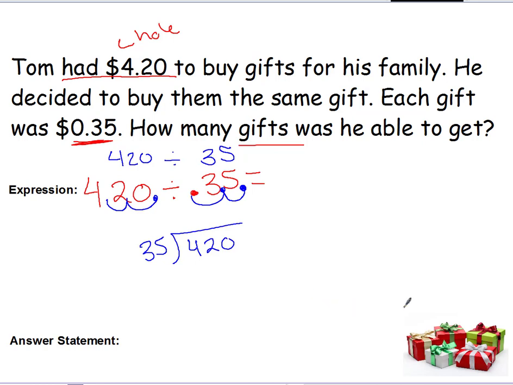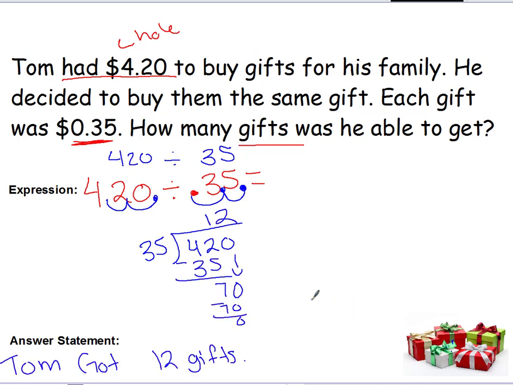Go ahead and pause the video and solve on your own. Okay guys, so your answer should be 12. So Tom got 12 gifts. And again, we can double check and see that our answer is correct.